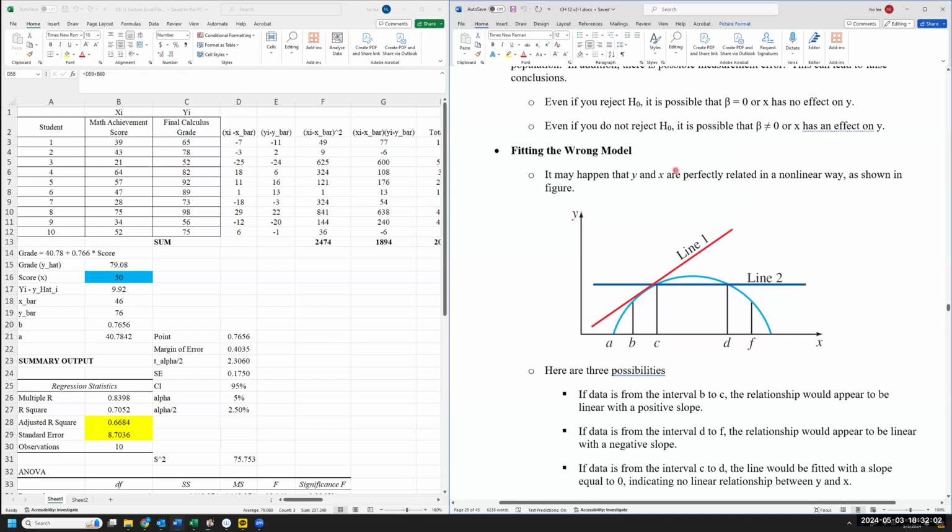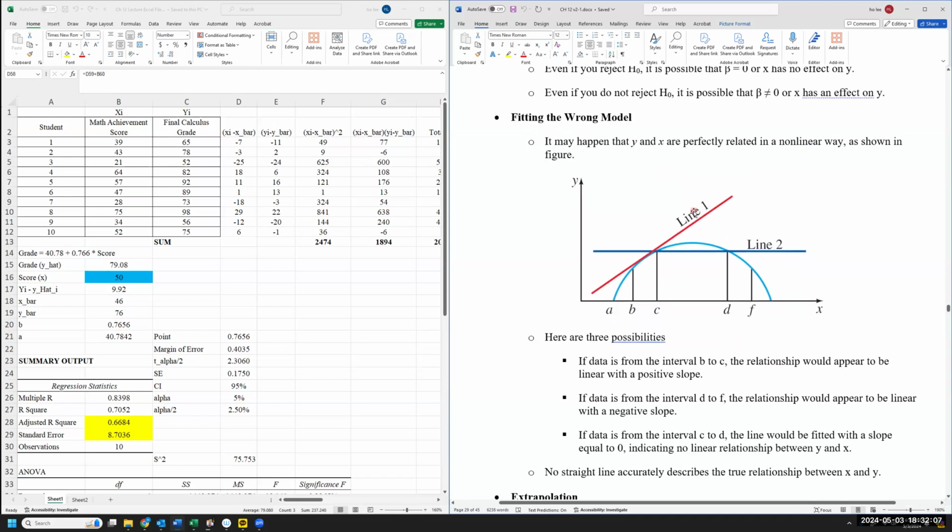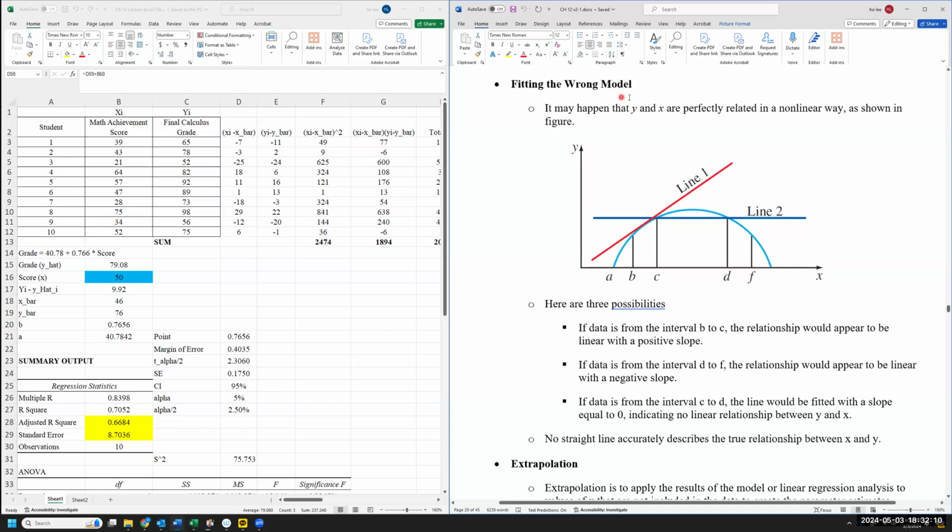Okay, and here's a simple example of issues that can arise. Fitting the wrong model. It may happen that Y and X are related, but in a non-linear way. Specifically, let's suppose we have a range of X's, and here's the range of Y, and as X increases, Y increases initially, and after some time, Y falls as X continues to increase. So there's this weird hump shape, a non-linear hump shape.